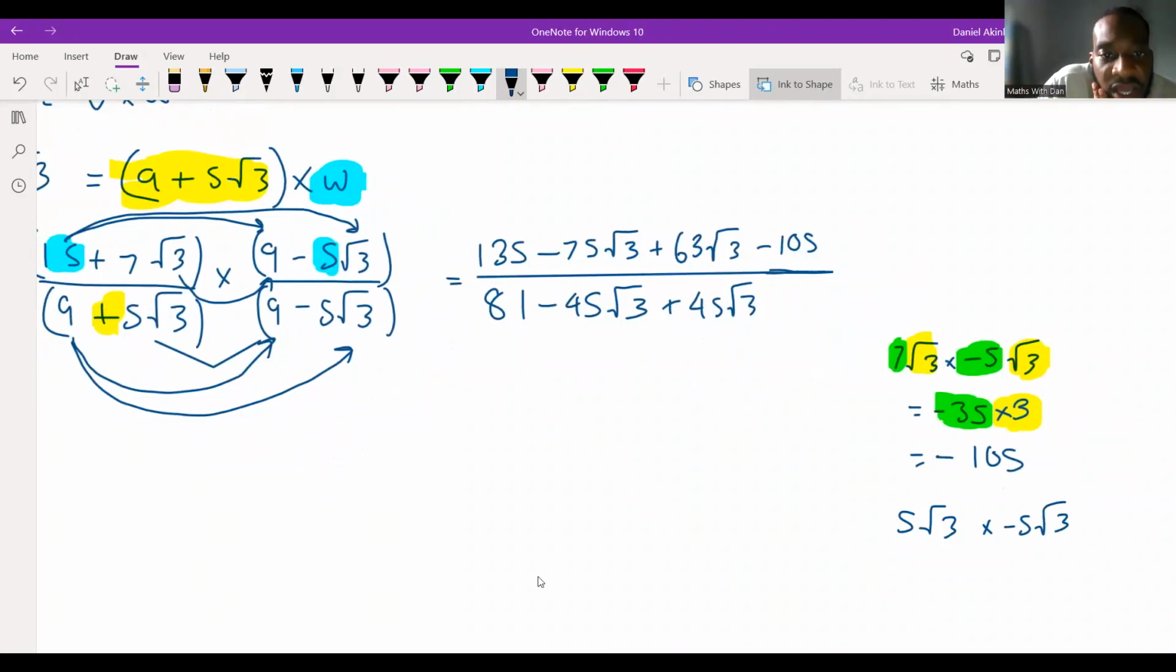I'm just going to check the chat quickly. Okay, cool. So now, doing this again, remember, break it down. We've got the 5 and the minus 5. This is just going to be minus 25. And then we've got the root 3 and the root 3. That's going to be 3. So we're doing minus 25 times 3. This is just going to be minus 75, isn't it? So we're going to have minus 75 here.